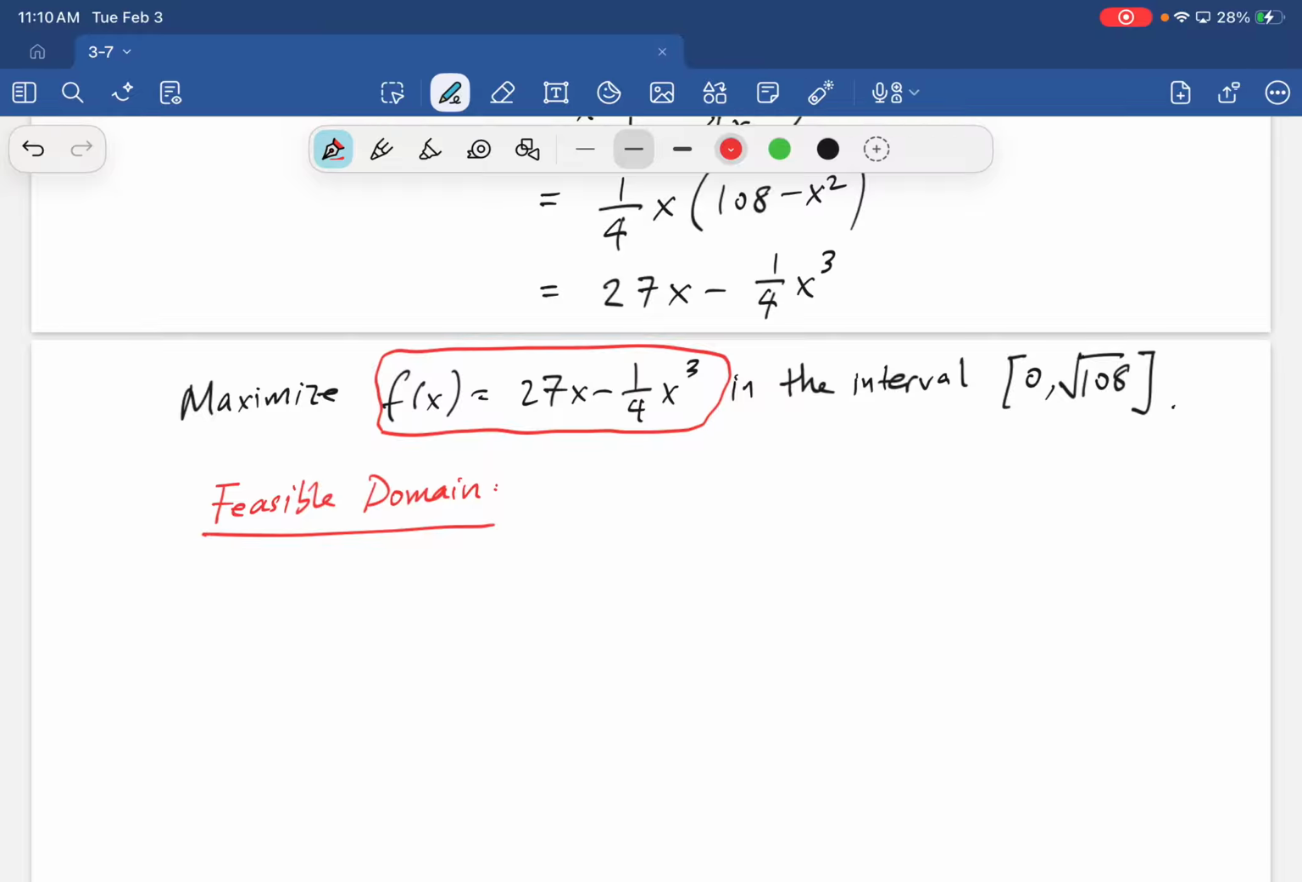And then fourth, we want to optimize the function on that domain.